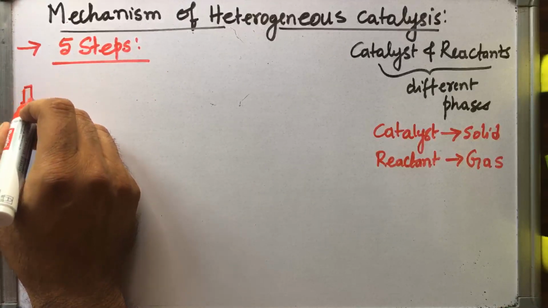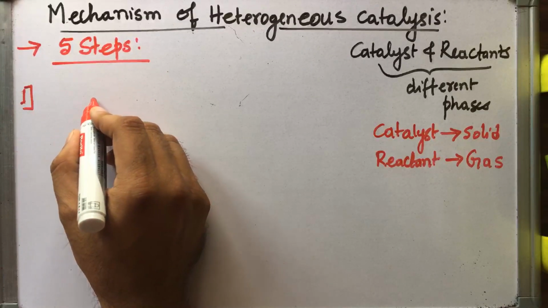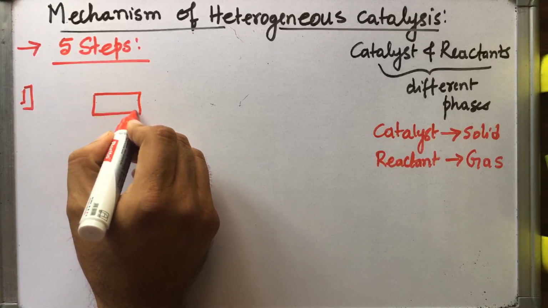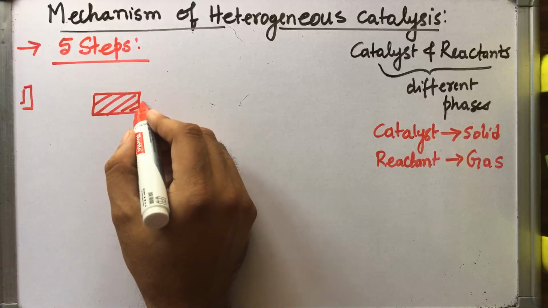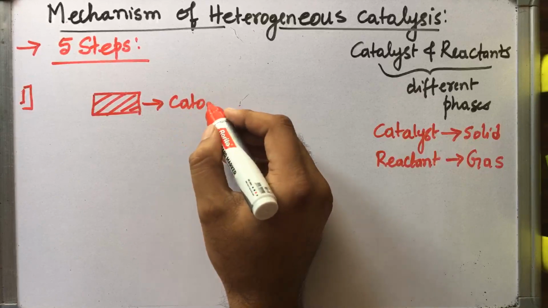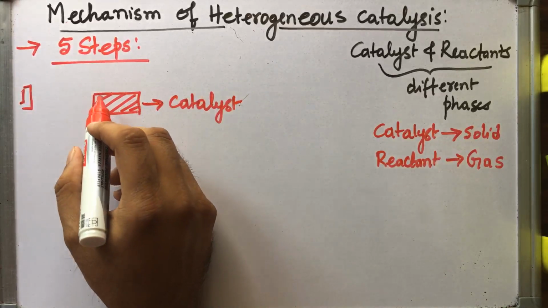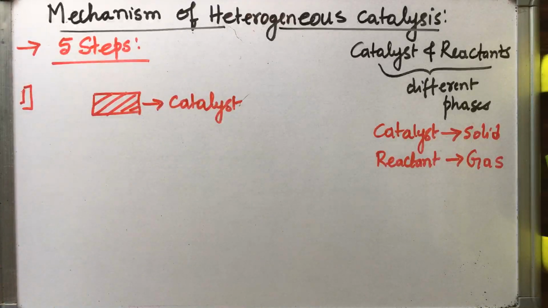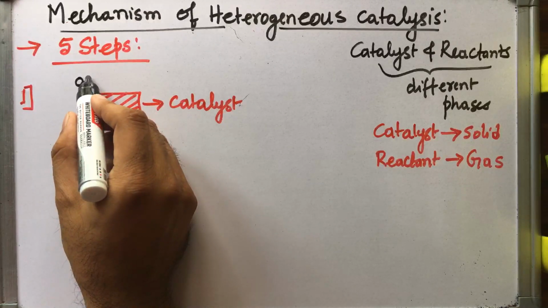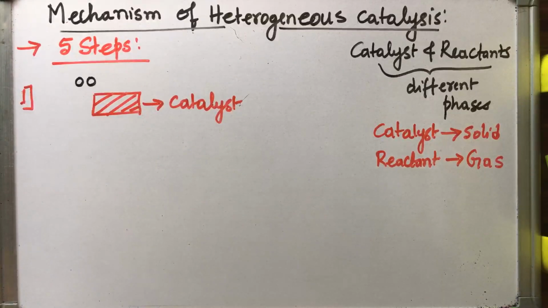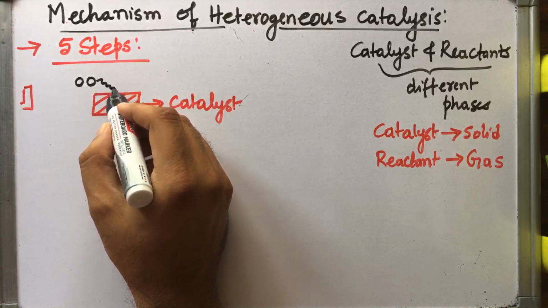So I'll explain in the form of a diagram, students. Let me say that this is the surface of a solid catalyst. Due to the presence of free valencies on the surface molecules of the catalyst, it shows catalytic property. Now let me say that the two reactants that are coming, this is A and this is B, are coming and diffusing into the surface.